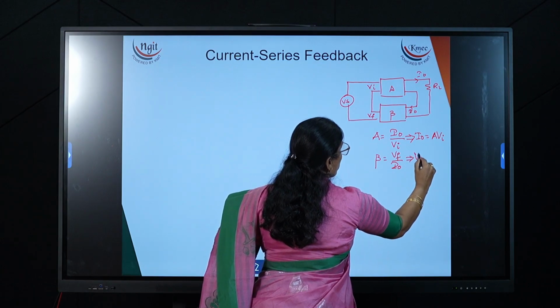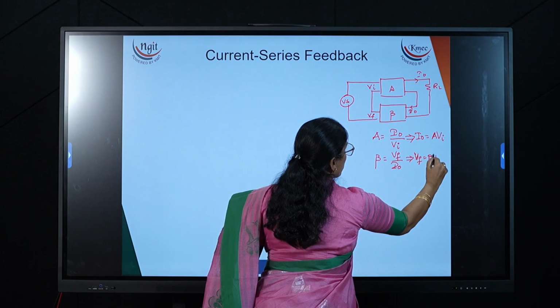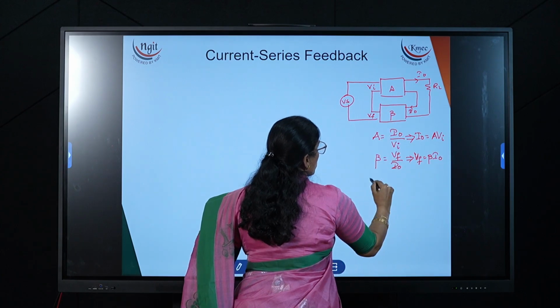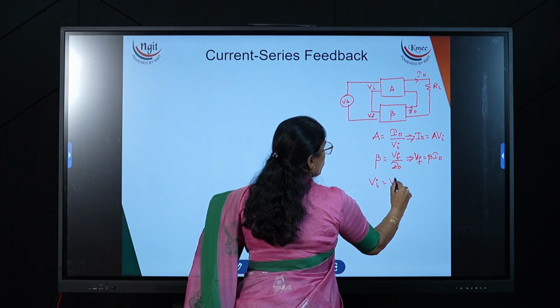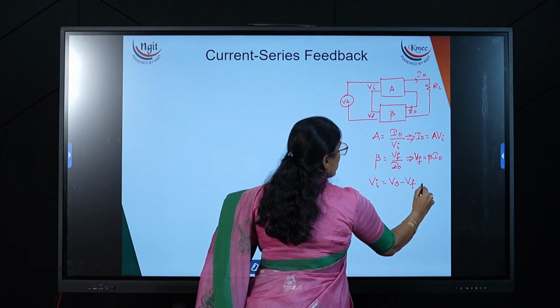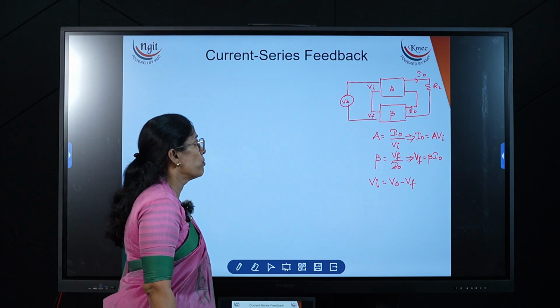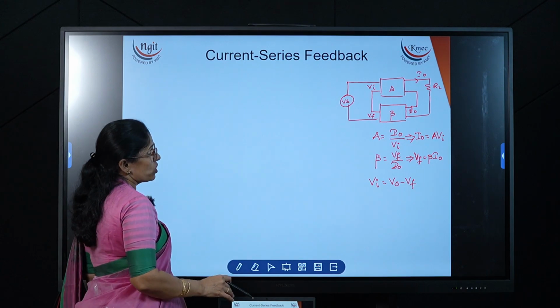So Vf is equal to beta times I naught. And what is the input expression? Vi is equal to Vs minus Vf. Why is it minus? Because of the negative feedback. So these are the expressions from the block diagram.